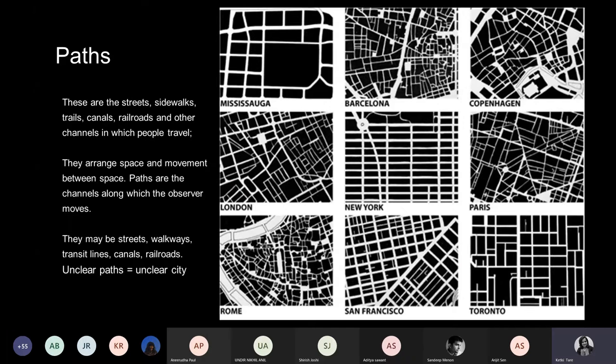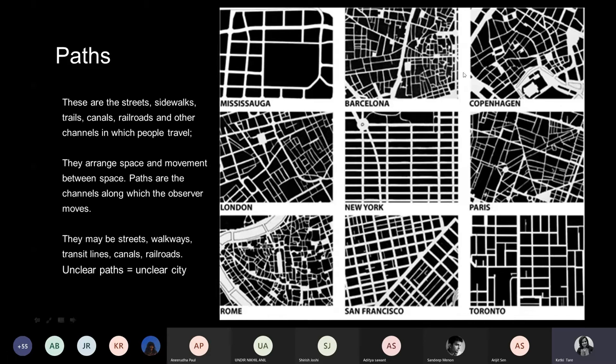When we're talking about paths very specifically, paths are the street, the sidewalk, and could be associated with trails, canals, rivers, roads, channels. All these elements come under the category of pathways. Pathways arrange the space and movement between spaces. So paths are the channels along which the observer moves. It is also said that if you have unclear paths, it means it's an unclear city. So paths really define your legibility in terms of the city.